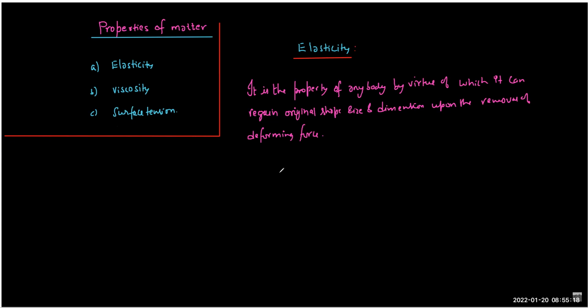So in elasticity, what exactly do we study? We study two things. One is called the pressure, and the other is called the stress. So we'll quickly revise what pressure is in the case of solid bodies. Pressure is an external feature, you can say that.